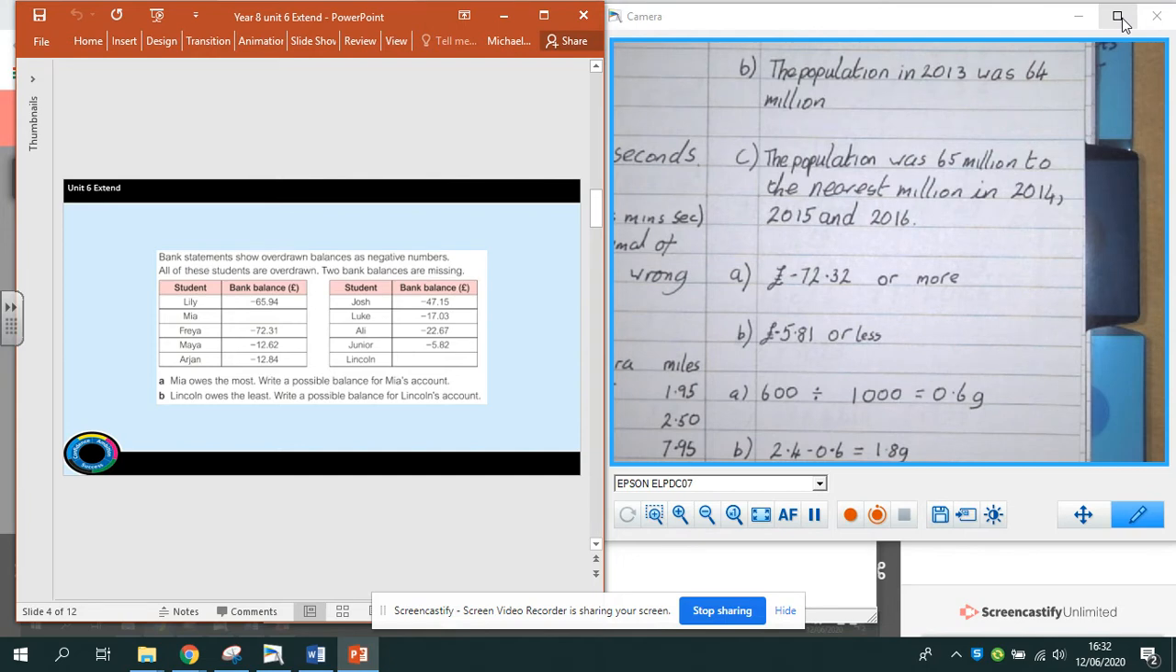Similarly, Lincoln's, who's got the least, so it must be closer to 0 than minus £5.82. So it's £5.81 or closer to 0. It must be less than 0 because it does say in the question that all the students are overdrawn. So a number that is minus £5.81 or closer to 0 than that, but not more than 0. Okay, if you need to make any corrections, pause the lesson and return as quickly as you can.